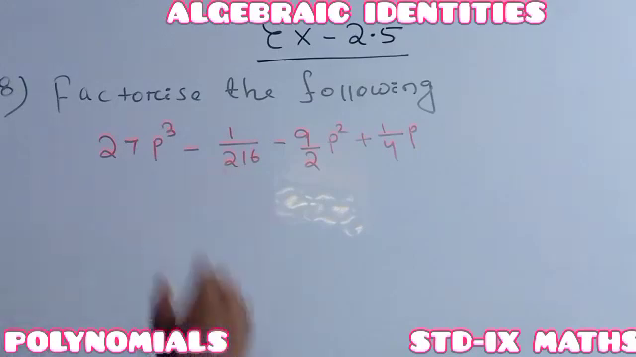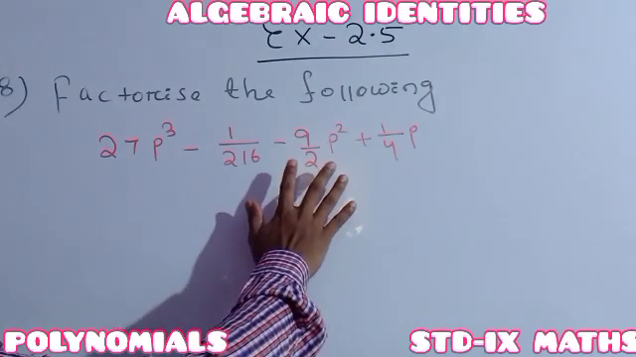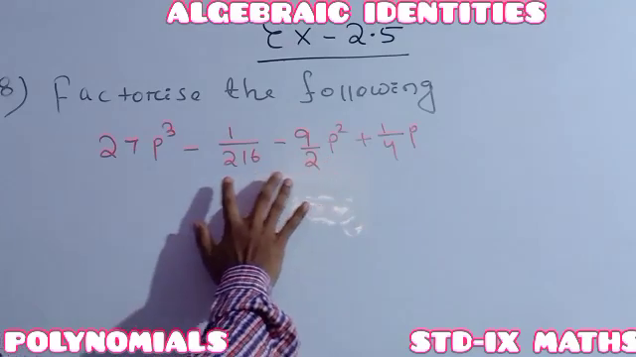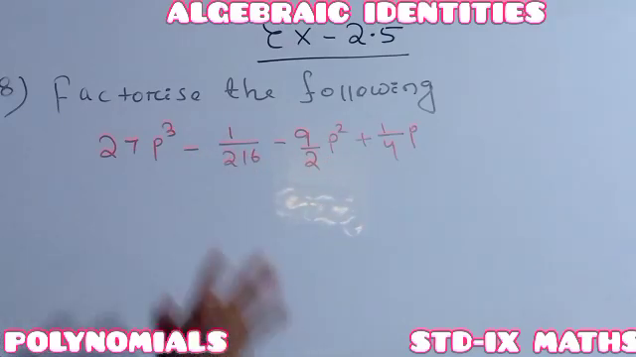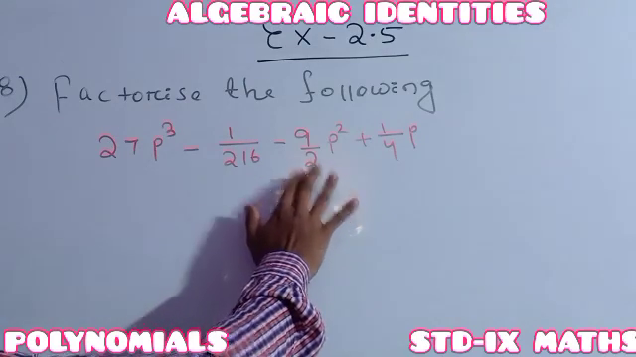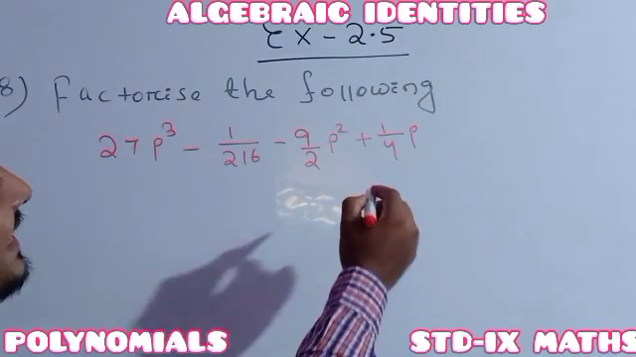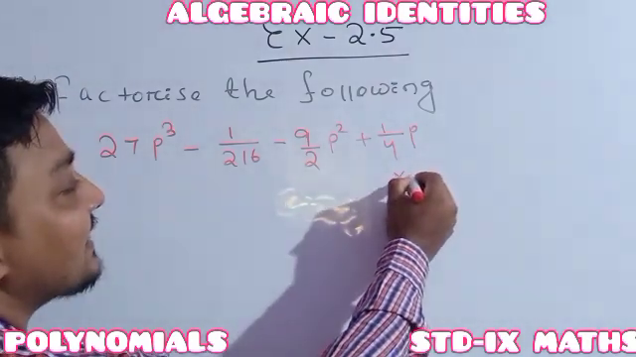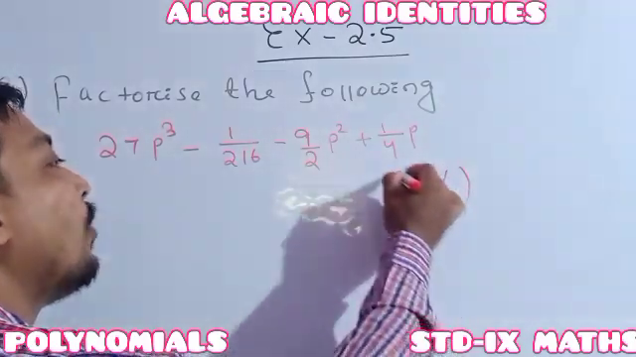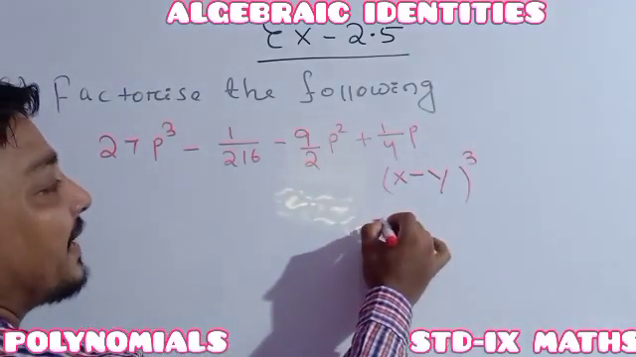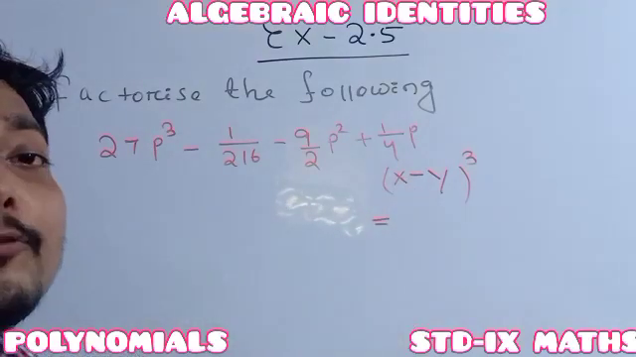See, the total number of terms is 4, and out of 4, 2 are cubical terms. One is minus, another is minus. So it means this is an expansion where 2 cubes are there. Before another cube, here the minus sign is there, and here one term also has another minus. So it means one of the identities that was told to you, just see, (x minus y) whole cube, I am writing its expansion form having the 4 terms.